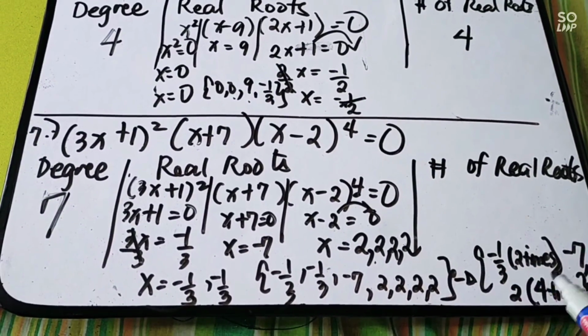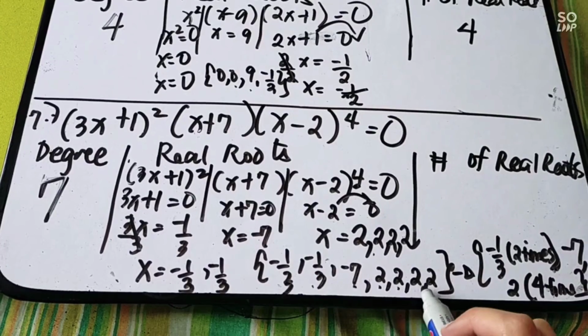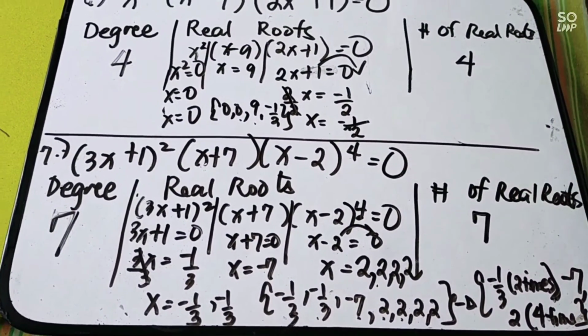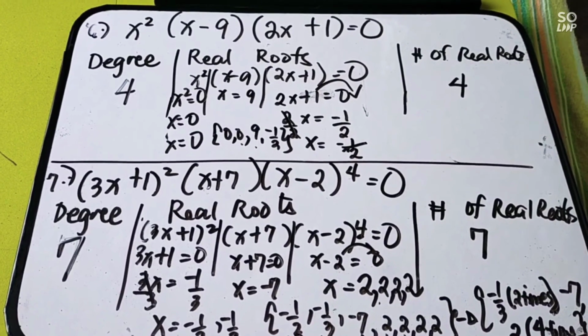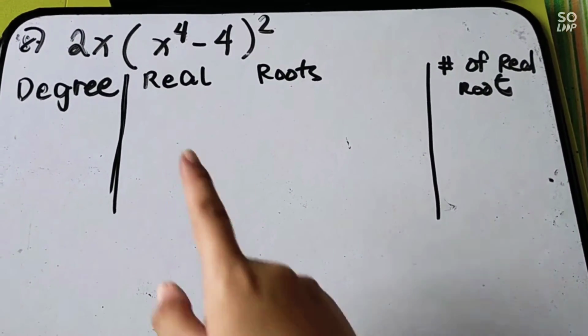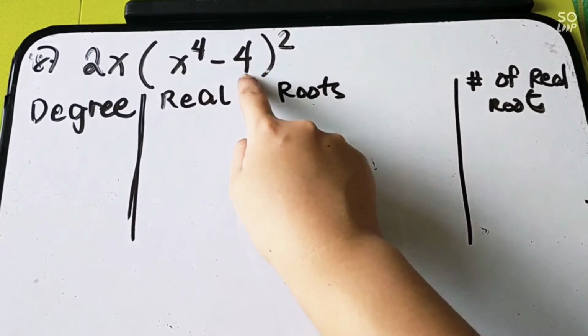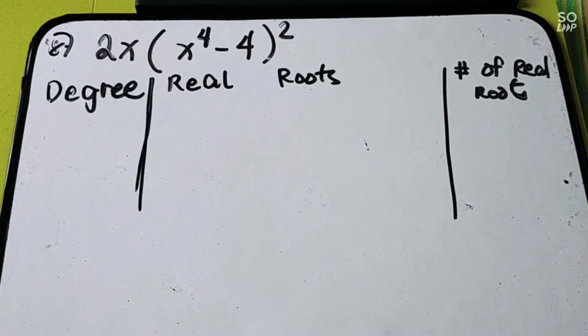So, how many real roots are there? We have 1, 2, 3, 4, 5, 6, 7. That is the number of real roots. Okay, let us have another. Number 8. We have 2x times x raised to 4 minus 4 squared. What if this one? Okay.